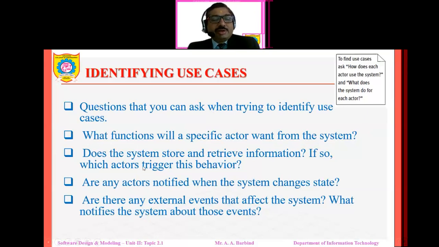Then, does the system store and retrieve information? If so, which actors trigger this particular behavior? Then, are any actors notified when the system changes state? Then, are there any external events that affect the system? What notifies the system about those events? So all these questions need to be asked, and these may help you to identify the use cases with respect to your system.